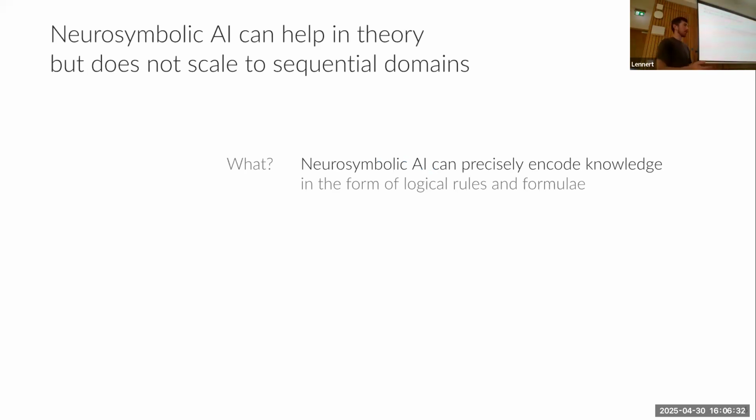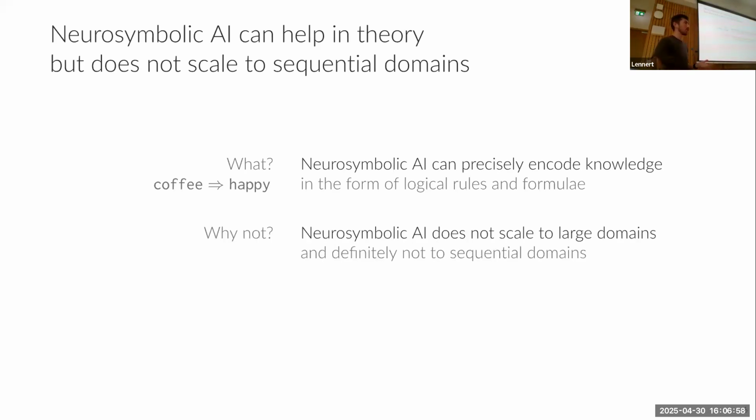This is what neurosymbolic AI promises. You take neural networks and you take logical background knowledge, and you add the two together to make the neural networks follow that knowledge. Why? Because you can encode it precisely in the form of a logical formula. For example, coffee implies happiness. If you put this on top of a simple classifier, then the classifier would follow the rule that if it predicts coffee, it also automatically has to predict happiness.